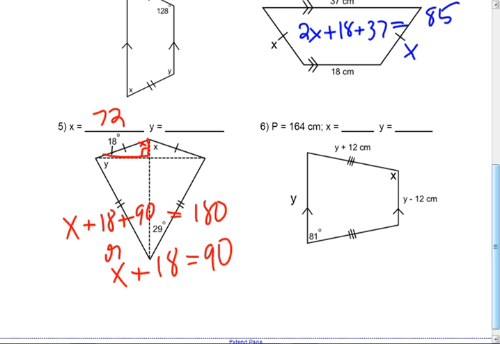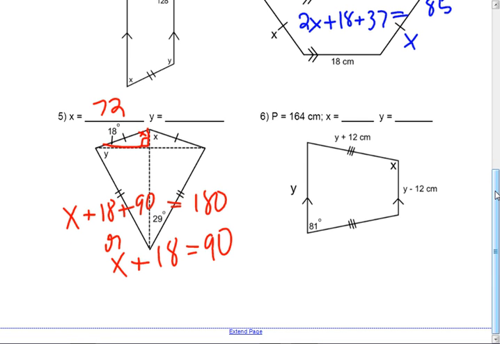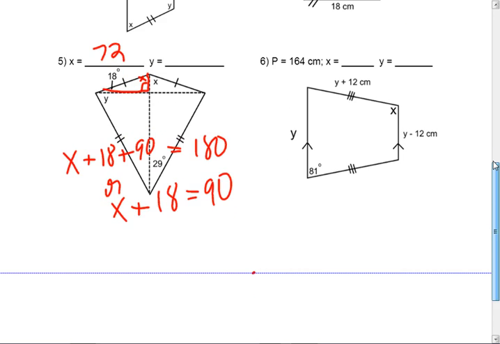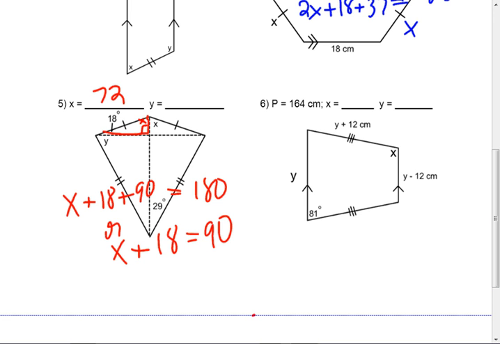Now, to do y, because this is an angle bisector, I know that this little angle here is 29. And that's a right angle. So y plus 29 also is 90. So y is 61.